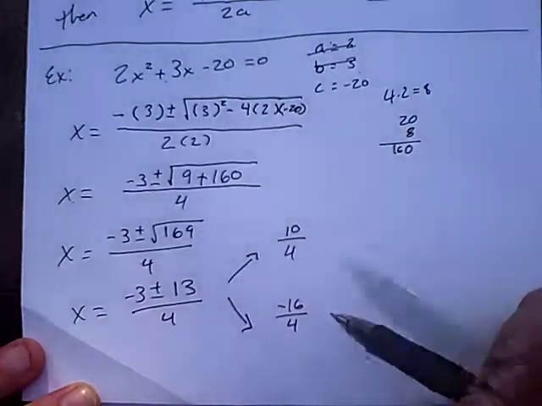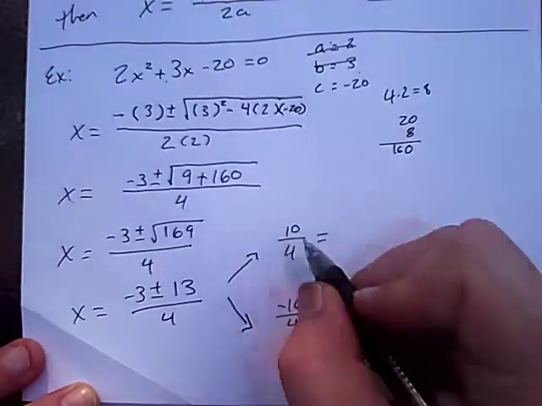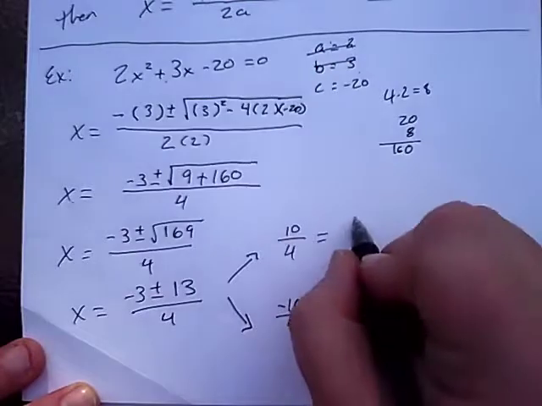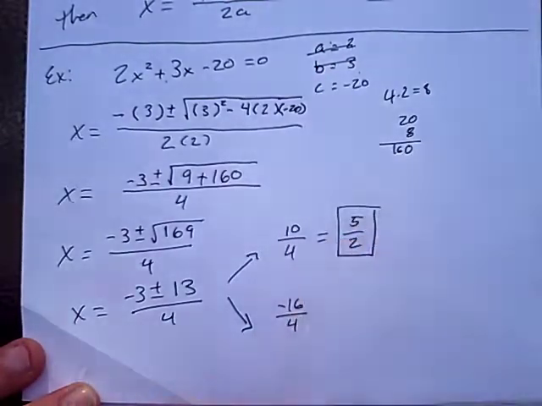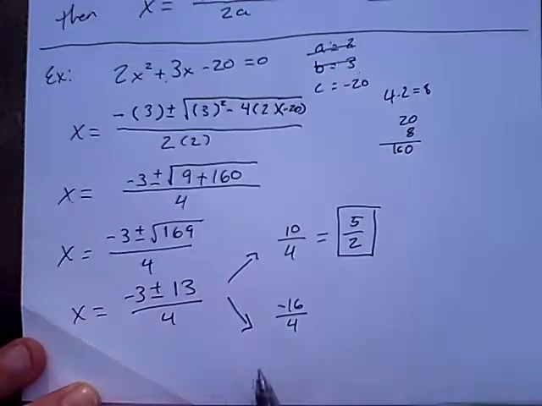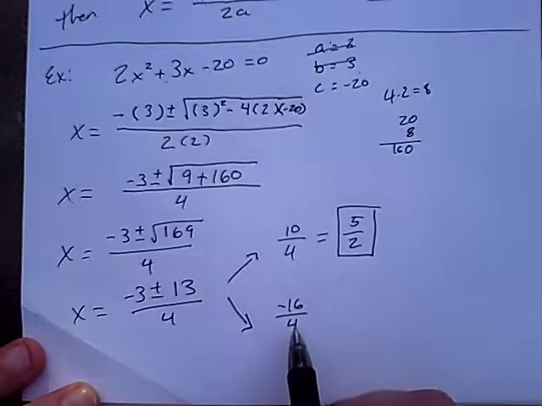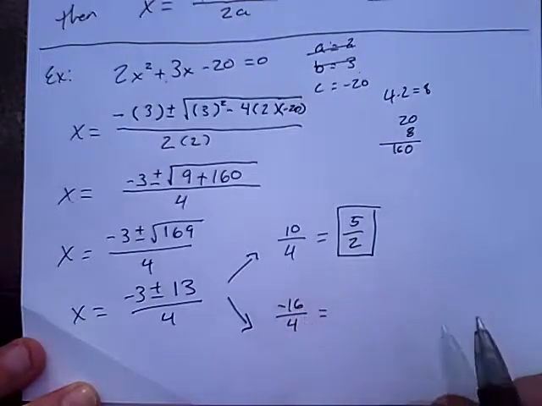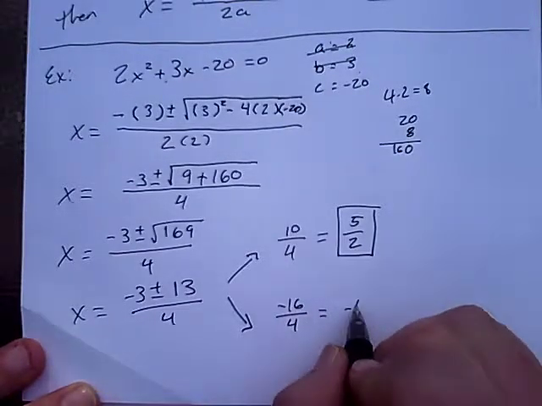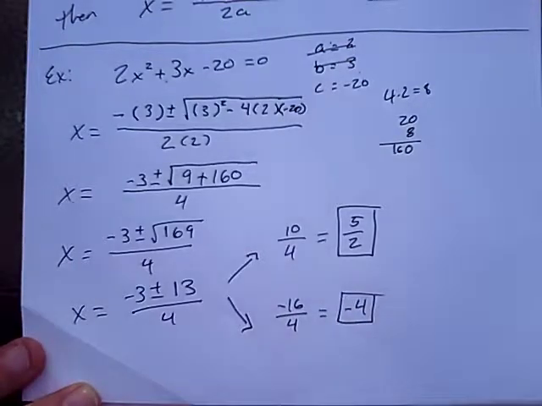And now I want to simplify each one of these. Well, 10 and 4 both reduce by 2. 10 divided by 2 is 5. 4 divided by 2 is 2. And 5 and 2 do not reduce any further. So that's my first answer. Negative 16 divided by 4, well, 4 goes into both of them. 16 divided by 4, we already know is 4. And so this is going to give me a negative 4. And those are my answers.